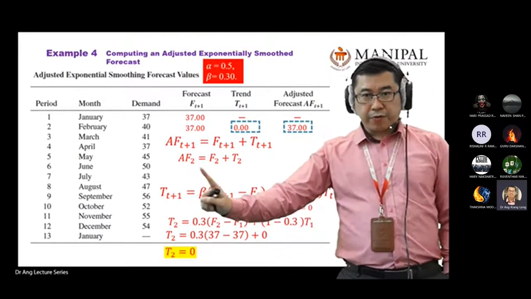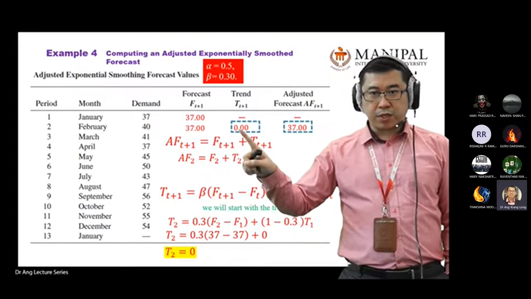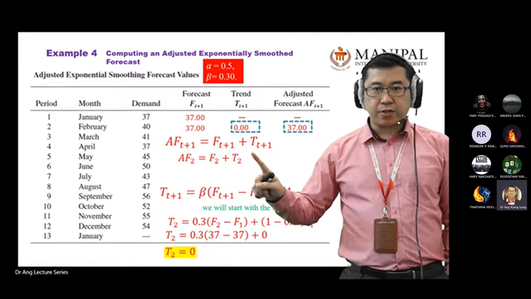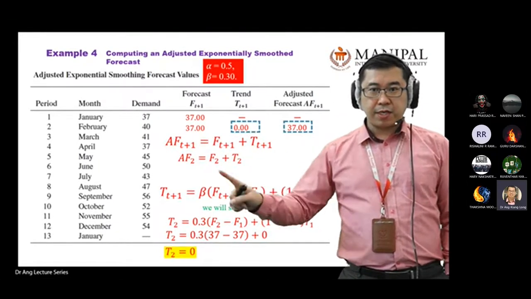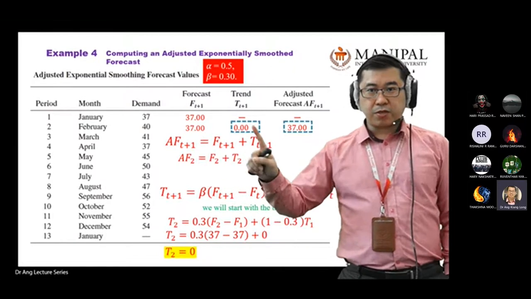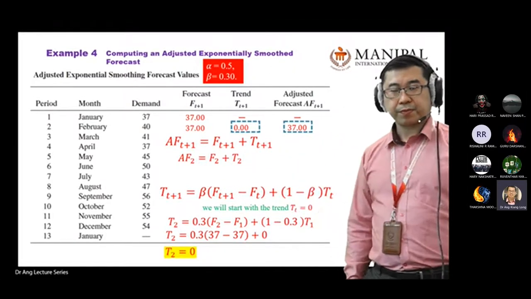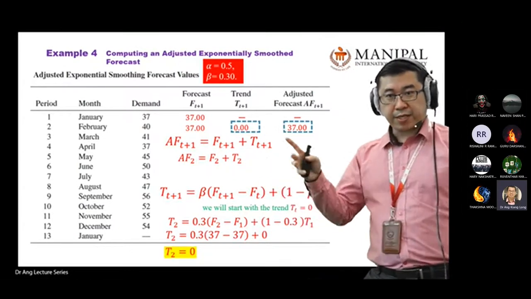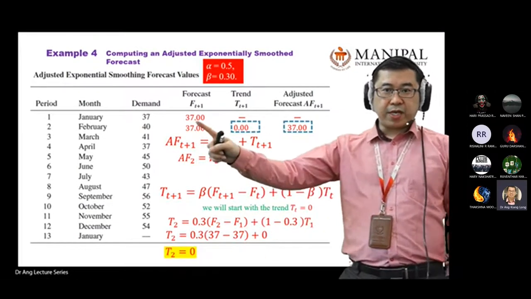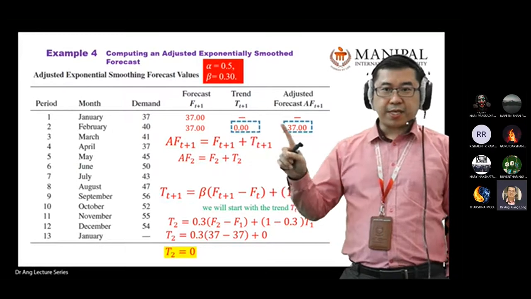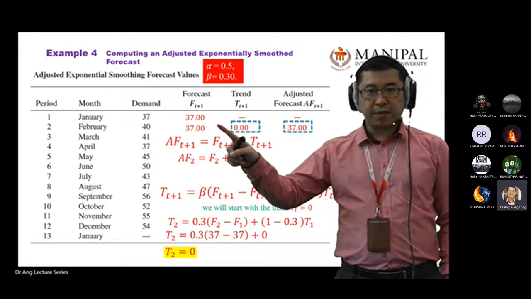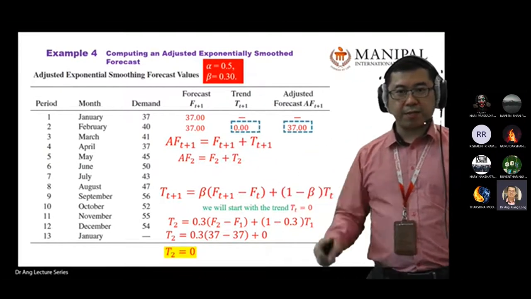So you already have your forecast number 2, which is this one. You already have your trend number 2, which is this one. So basically this one plus this one, you get this one. I believe from the second row, you can see the pattern already. When you calculate this one, the next step is to just look at the table, take this number plus this number, you get this number.